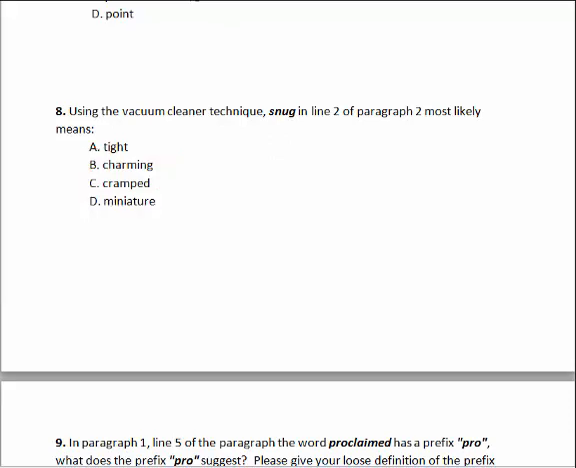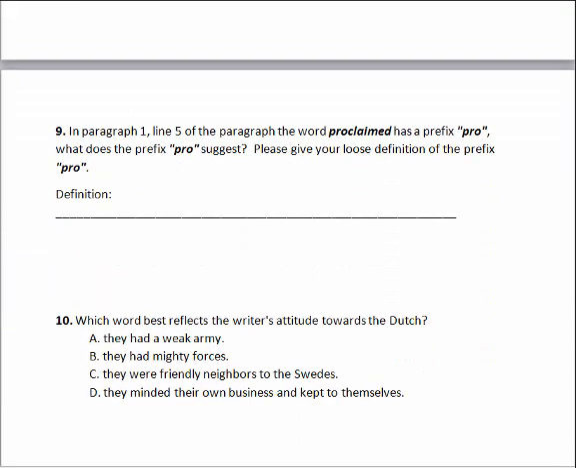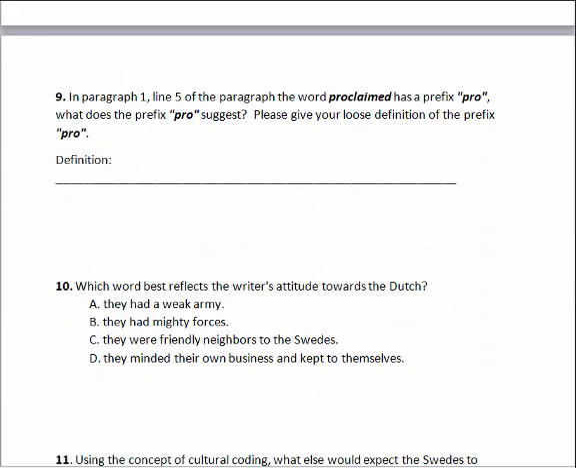Let's take a look at problem number 9. And number 9, we're going to use some prefix stuff here. We have paragraph 1, line 5. We're going to look at the word proclaimed. Prefix pro and the root word here, claimed.